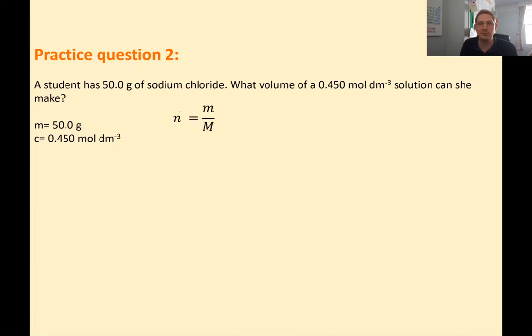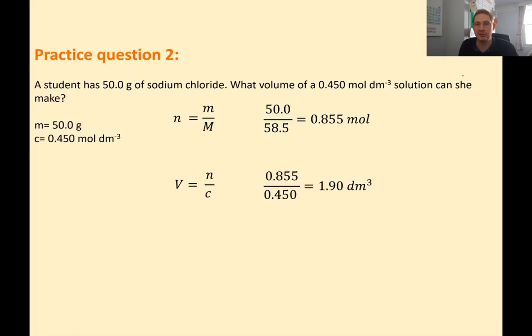So number of moles is mass over molar mass. So we've got 0.855 moles of sodium chloride there. And the second thing is we know the concentration we want, we know the number of moles we've got, so we can rearrange the equation. The volume we can make is the number of moles over the concentration, 0.855 divided by 0.450. We can make 1.9 decimeters cubed, just under 2 litres.